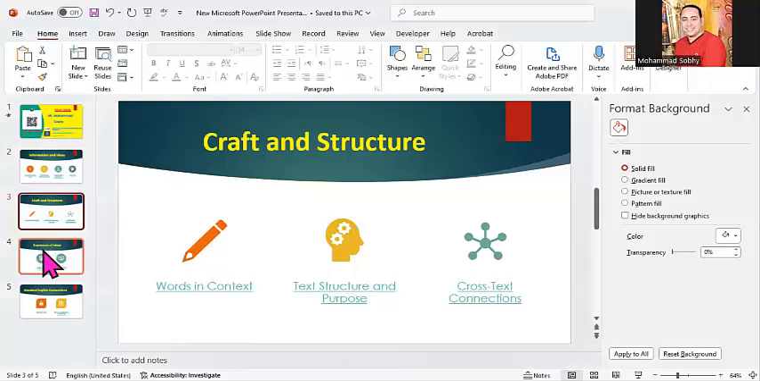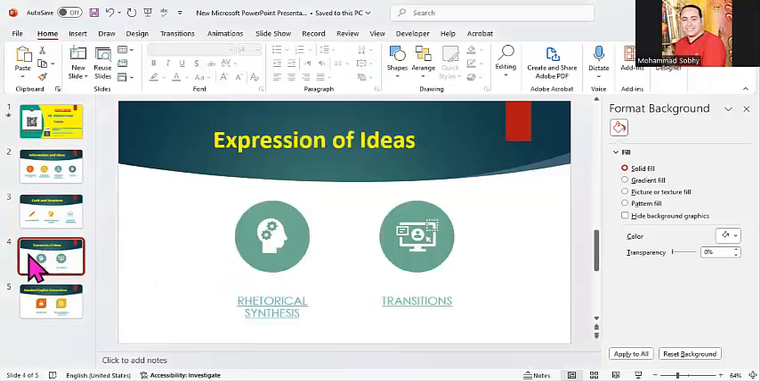The third type is expression of ideas. Expression of ideas will test your understanding and your comprehension, like rhetorical sentences, your understanding of the text and of the sentence. You will be asked and you need to guess and understand what is between the lines. Then in this domain, transitions. Transition words like however, while, meanwhile, etc. So this part talks about transitions and rhetorical sentences.